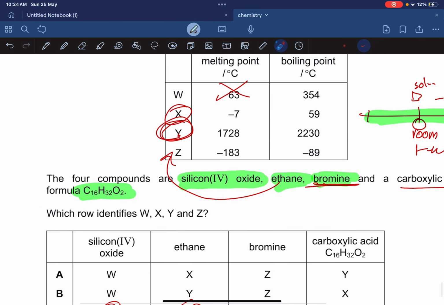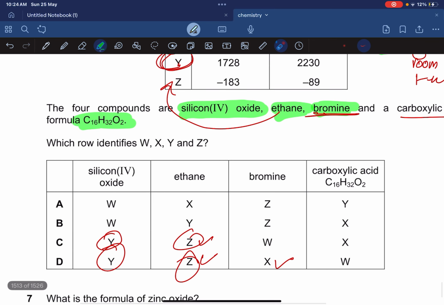Okay, that's why they've given you this, because carboxylic acids, when you think about smaller carbon chains, C1, C2, C3, they're going to be gases or liquids. But when you have longer carbon chains like this, they're definitely going to be solids at room temperature. So your W is going to be a carboxylic acid, which makes option D correct.